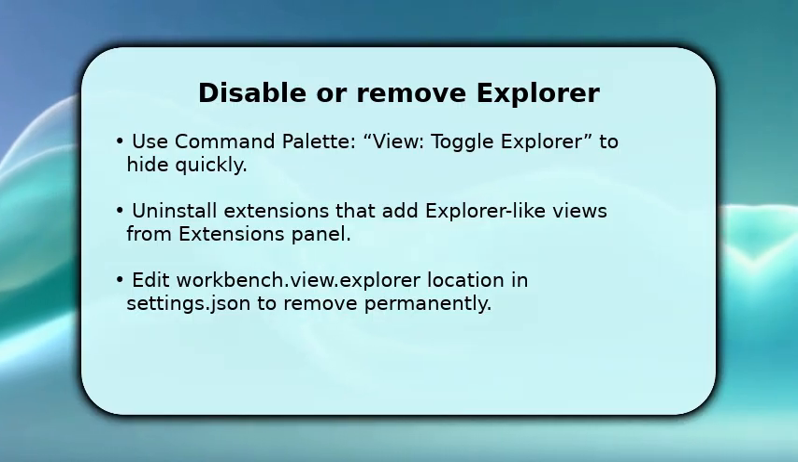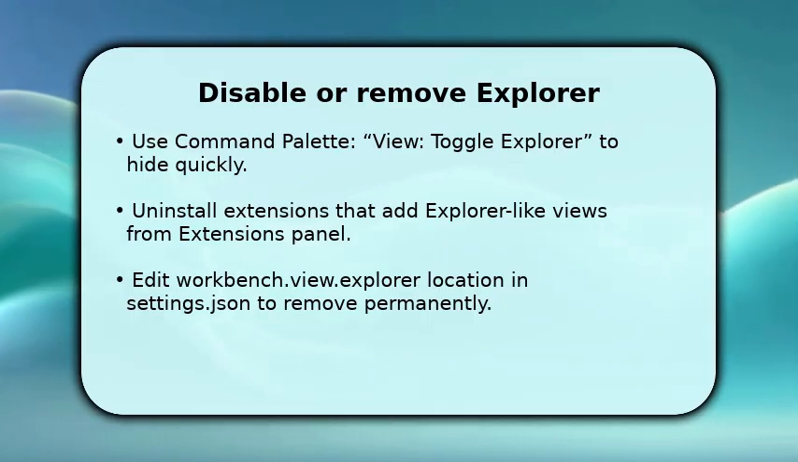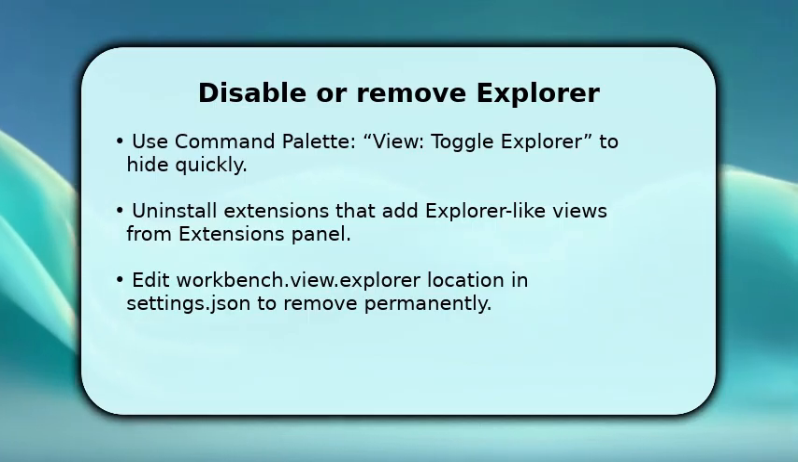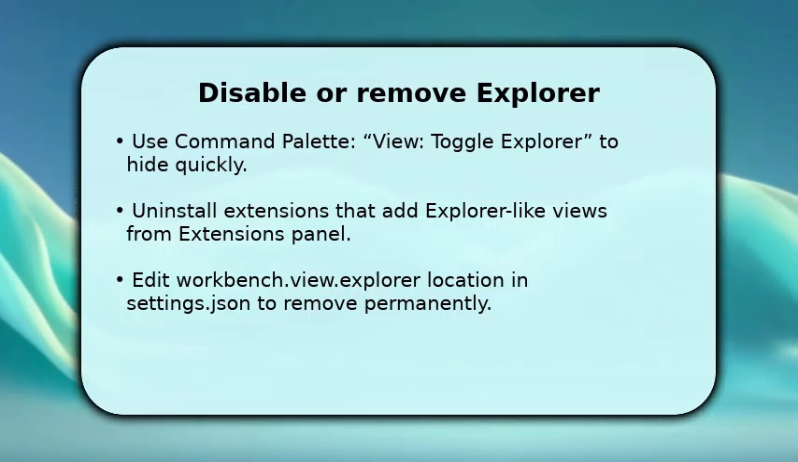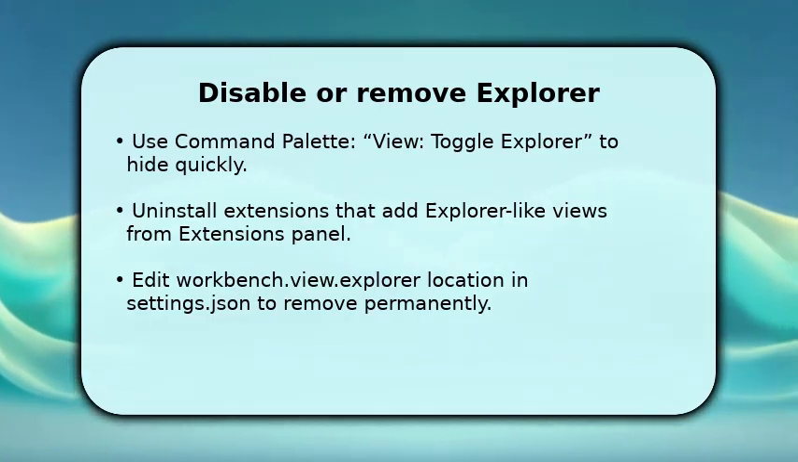If Explorer comes from an extension, open the Extensions view, search the extension, and choose Disable or Uninstall. This removes the added Explorer. For a permanent built-in change, open Settings JSON and remove or adjust the workbench.view.explorer entry, or move it to another container. Make sure to save and reload the window so the UI updates correctly.